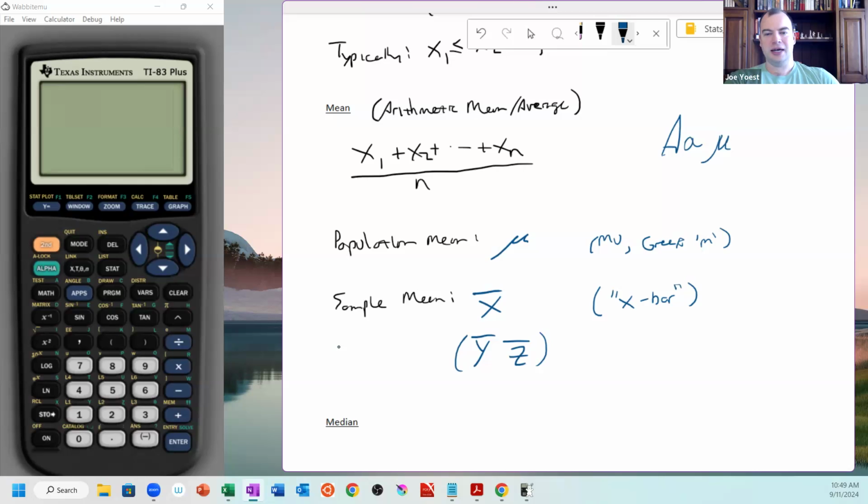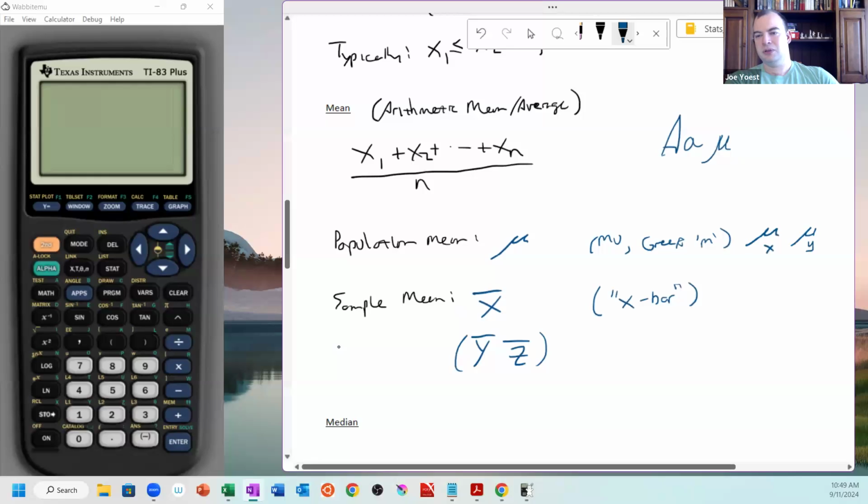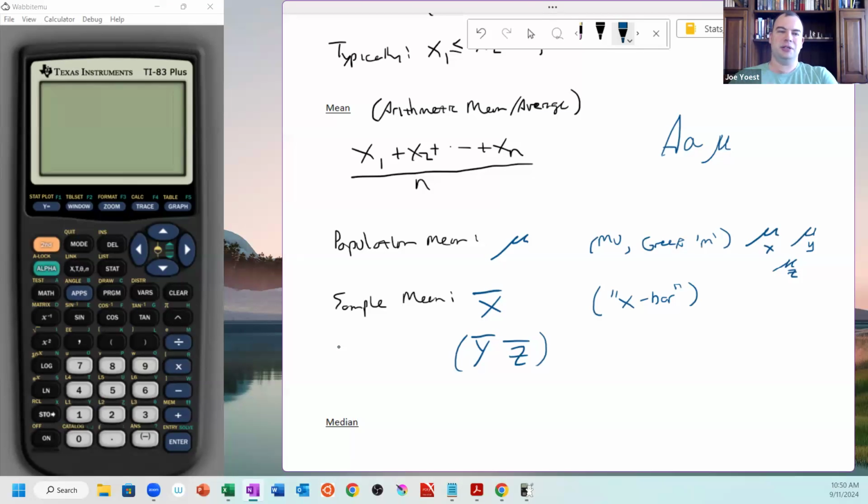One little note, if we're in a scenario where we're talking about a few different samples, we might call one of them the X's, one of them the Y's, one of them the Z's. If I had heights of people in Pittsburgh, heights of people in Cleveland, heights of people in Wheeling, I might name them different variables for my samples. I might do the same thing for population. There, I would refer to it with a subscript, say mu sub x, mu sub y, mu sub z. Just a little subscript to the right to indicate that this is the mean for this population or that population.